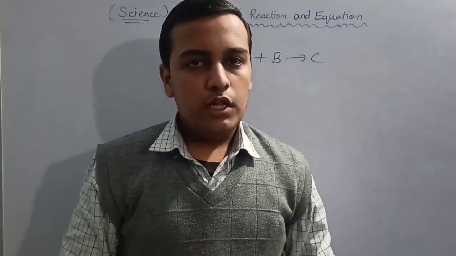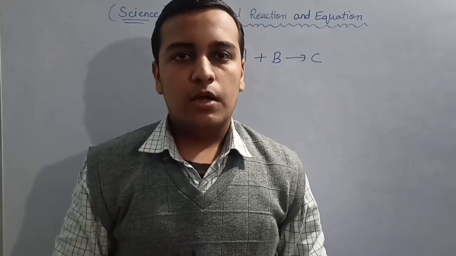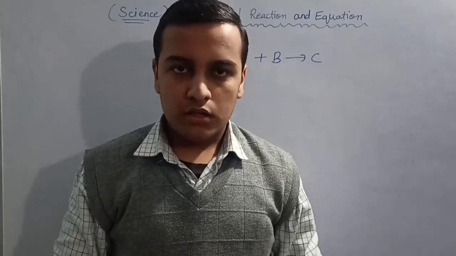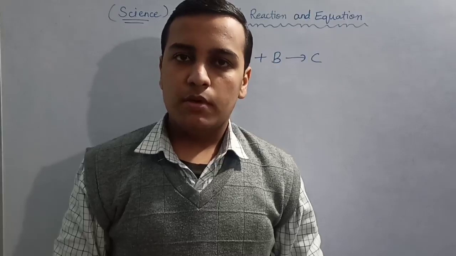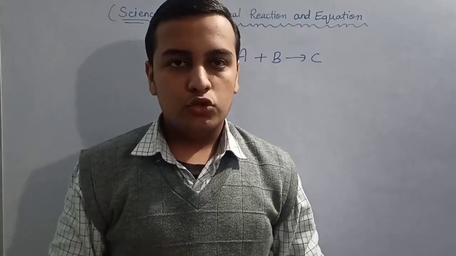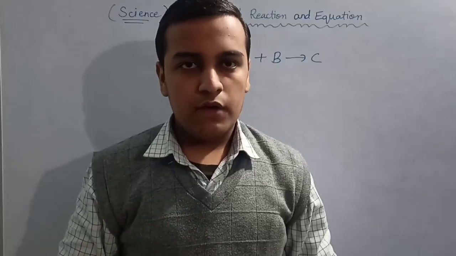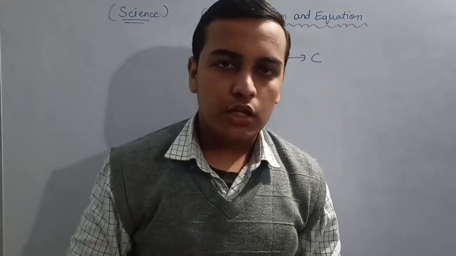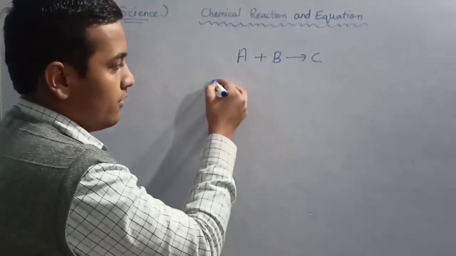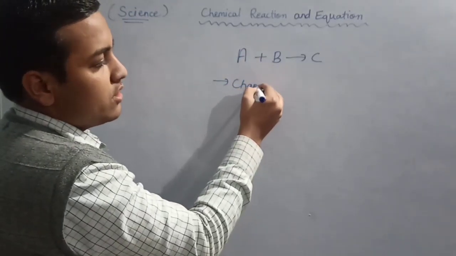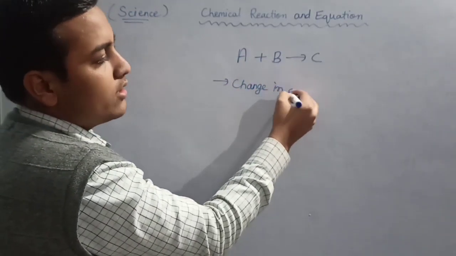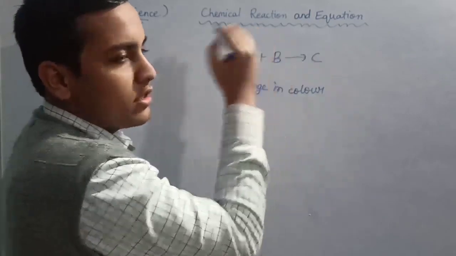This is not the only way by which you can find that a chemical reaction takes place. There are many other ways. Sometimes they may ask what are the ways by which you can tell that a chemical reaction has taken place. There are 5 major ways. First is change in color. If there is a change in color, then you can say that a chemical reaction has taken place.